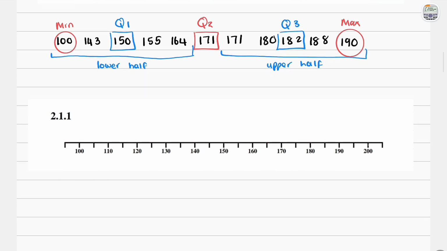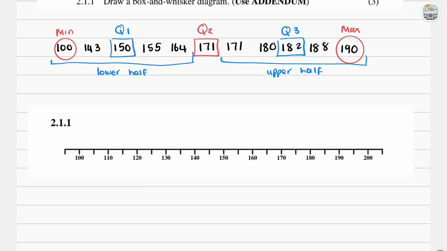And let's go ahead and draw this box and whisker diagram. So starting with the minimum value, which is exactly 100, we just put that down. So you can put down a dot because it's the minimum value. And then we have Q1, which is 150. Okay, so 150 is here. You can just put that down, 150. And then Q2 is 171.